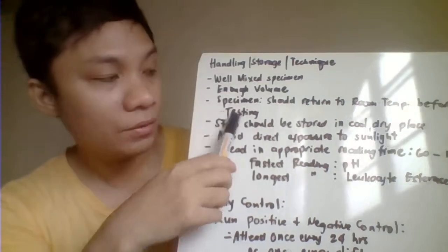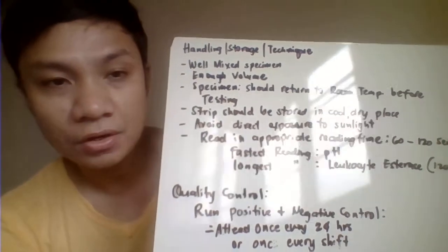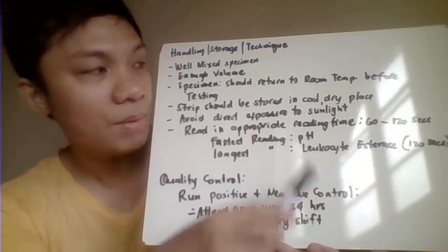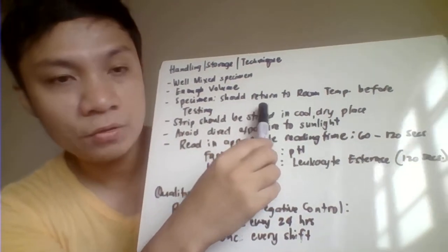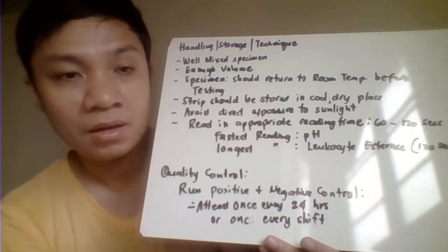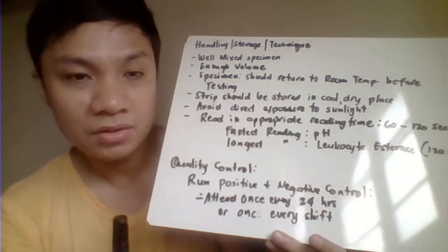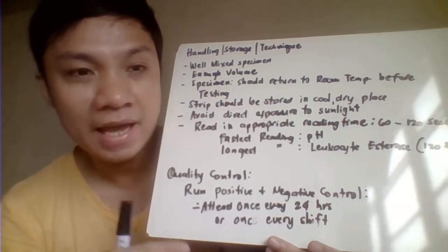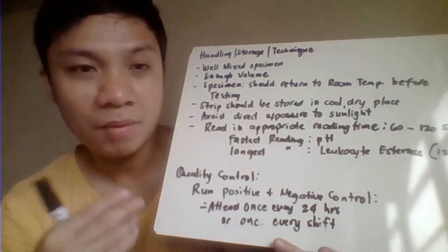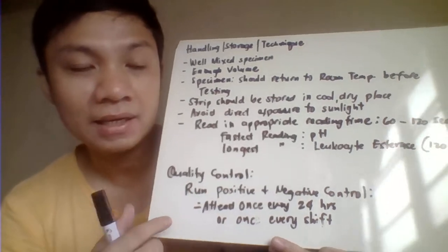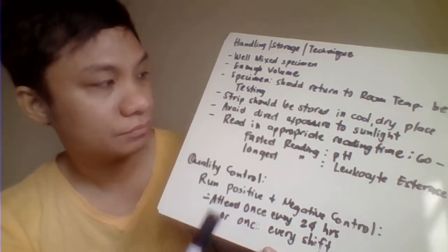Okay, another one here. The specimens should eventually be returned to room temperature prior to your testing process, especially if your specimen has been refrigerated. You need to return that urine sample to room temperature, because remember that your reagent test pads are chemical reactions, most likely enzymatic reactions, which work best at room temperature. So if the temperature of our urine sample is cold, it might affect your test result interpretation.